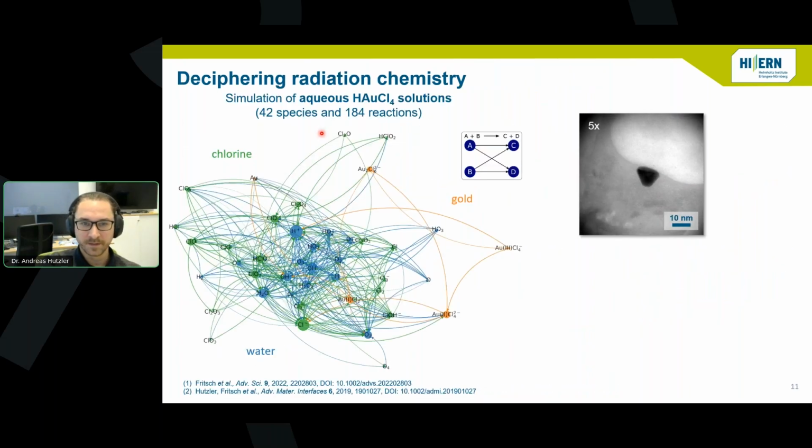And when we now look at the simulation outcome that we were only able to simulate 3 years after, we built up a very large reaction network containing 42 chemical species, coupled over 184 reactions containing all the chlorine species, the gold species, and also the water.